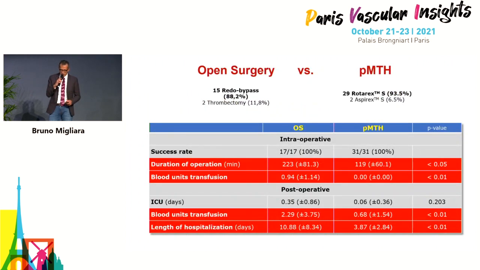Regarding the treatment, these are the most important differences. The duration of operation is about half in the Rotarex group. Of course, the blood transfusions are significantly lower, and also the length of hospitalization is about one third in the Rotarex group.